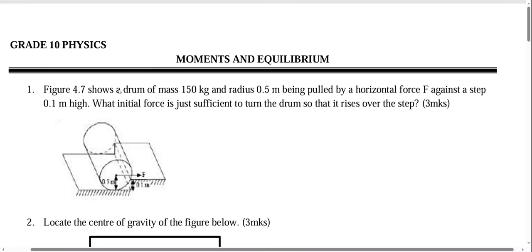Therefore, question number one, the figure shows a drum of mass 150 kilogram and radius 0.5 meter being pulled by a horizontal force F against a step 0.1 meter high. What initial force is just sufficient to turn the drum so that it rises over the step?